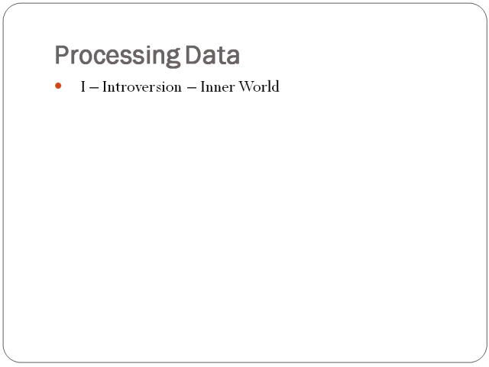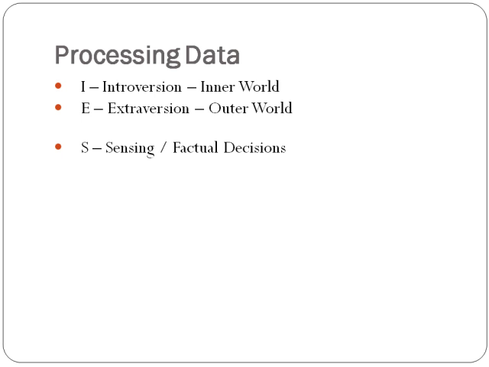Intaking data would be the first letter, which is either introversion, the inner world, or extroversion, the outer world. I'm going to go into more depth in future slides. The second letter is either S or N. S stands for sensing, which is someone who gathers lots of facts, lots of details. Now, some of you are thinking, okay, that sounds like me. When I make decisions, I want to make sure I've gathered all the statistics, all the facts, all the hard data before I make the decision.